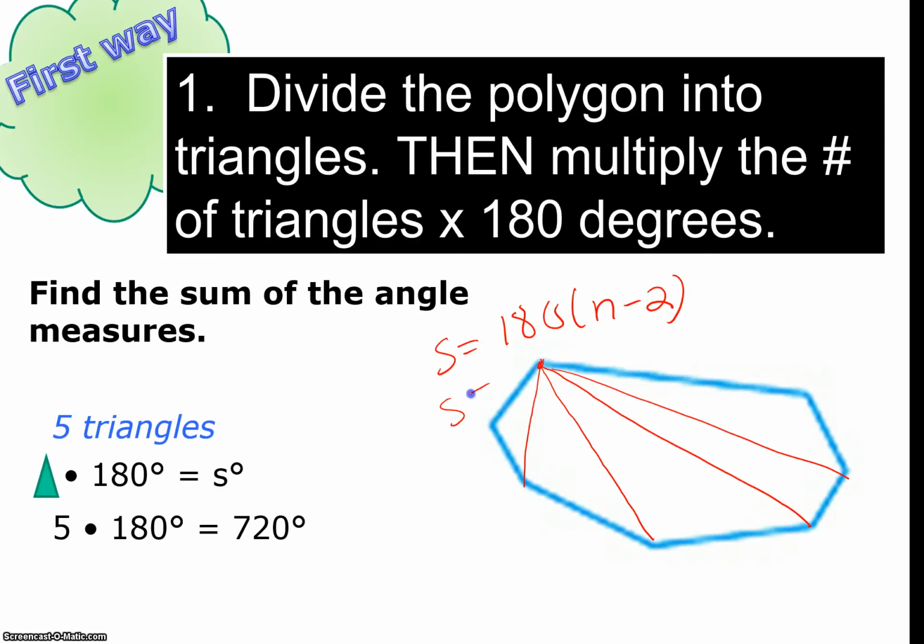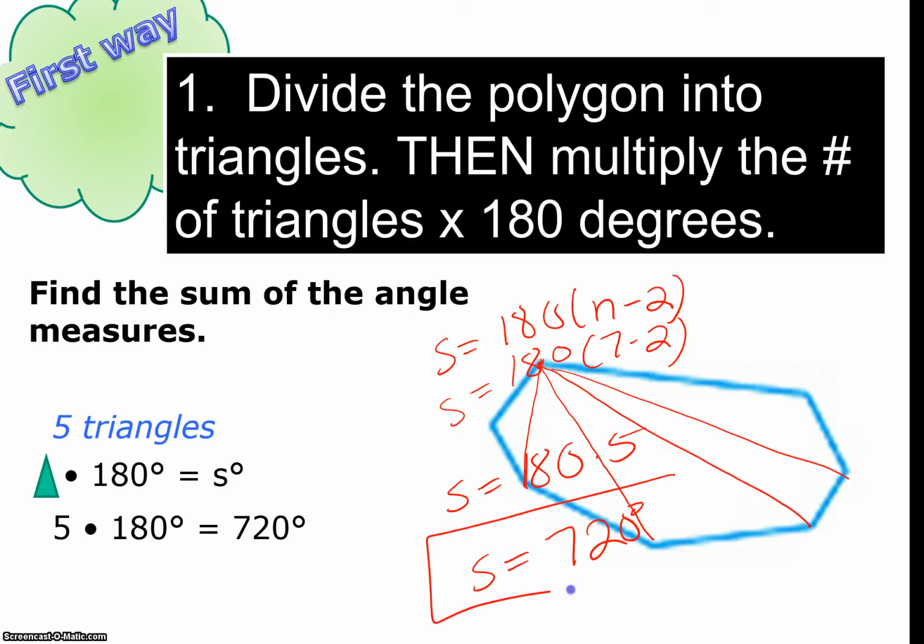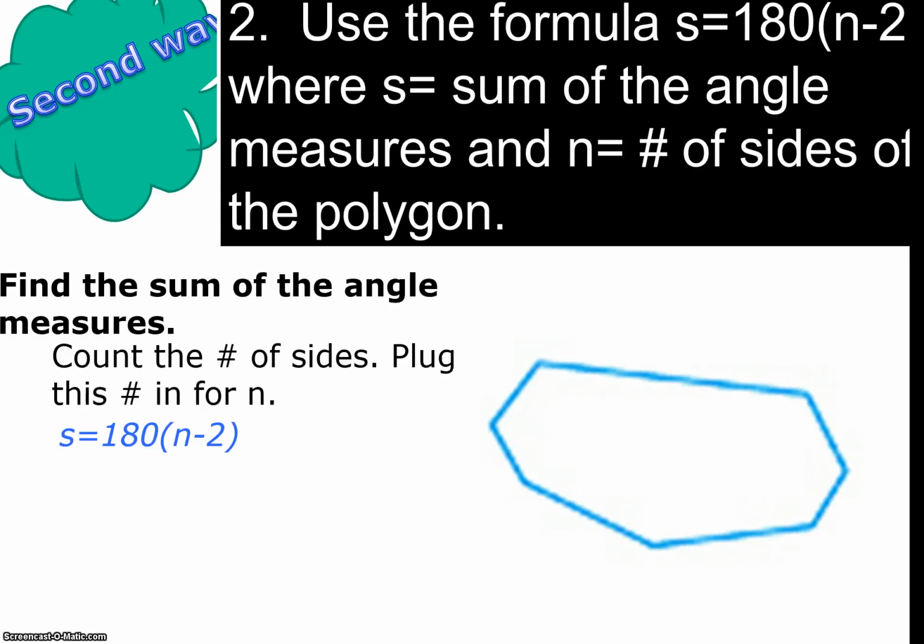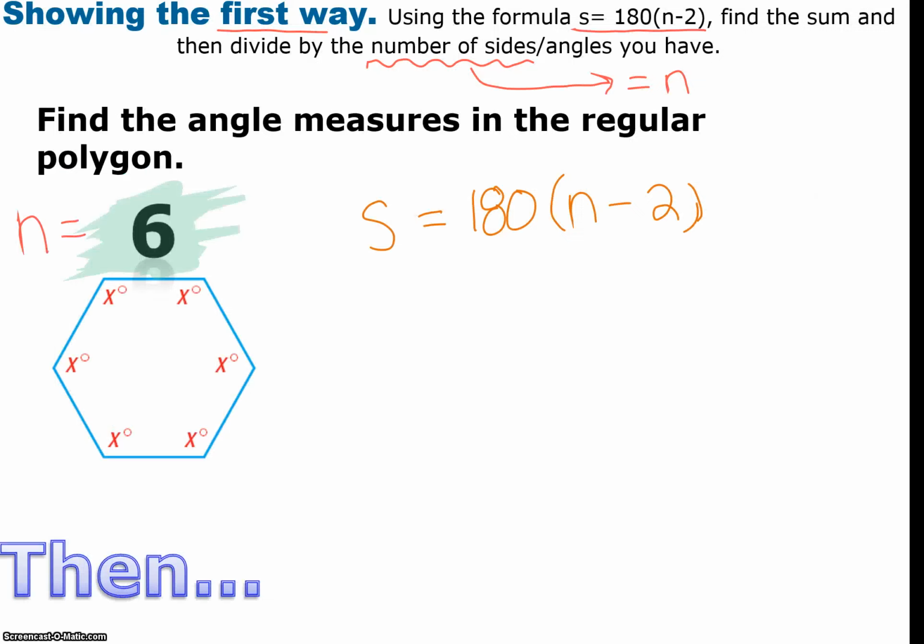So in this case, I have 7 sides. So I have 7 minus 2, which is 5. So I take 180 and multiply it by 5 to get my sum of 900 degrees. We just did this way, so I'm going to skip over to a problem that looks like this.